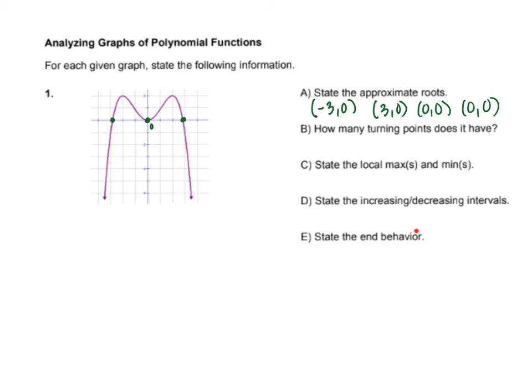Now let's talk about the end behavior. The end behavior, we're talking about the left and the right-hand side. So the left-hand side looks like it's pointing down, but the right-hand side also looks like it's pointing down, so they're both down.